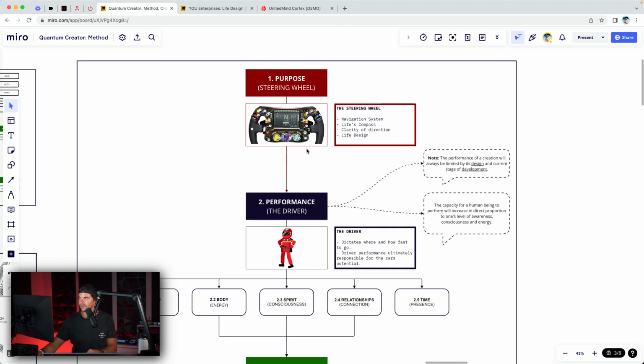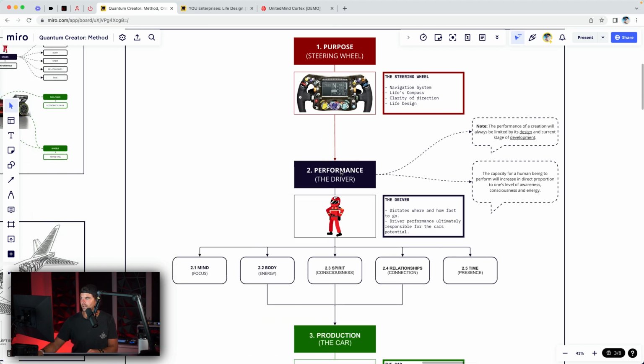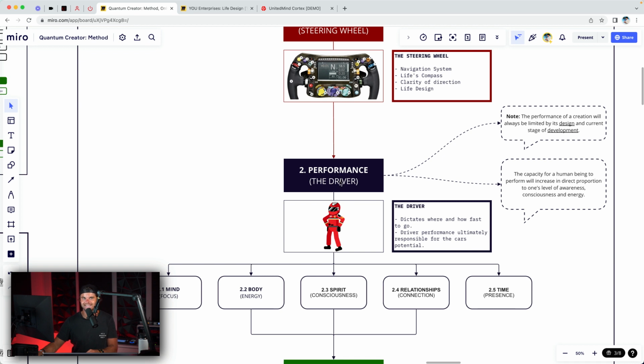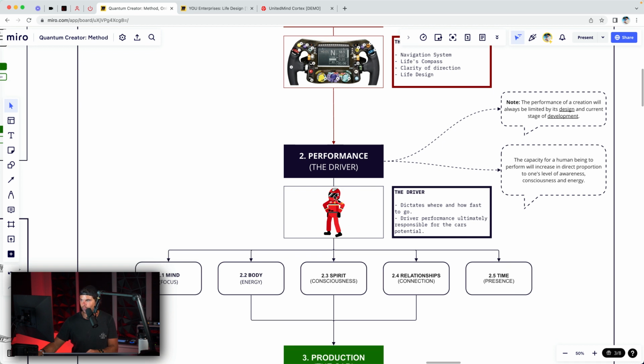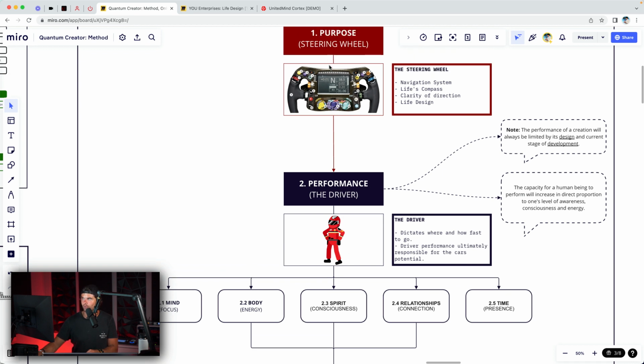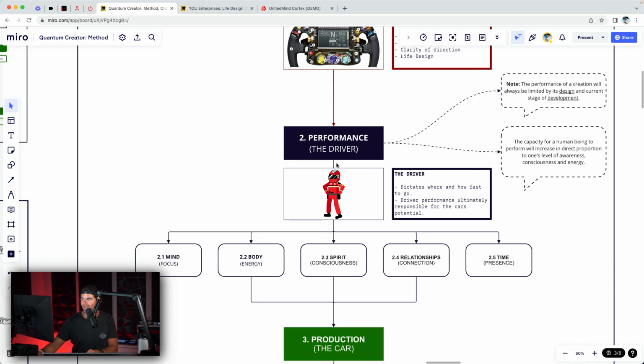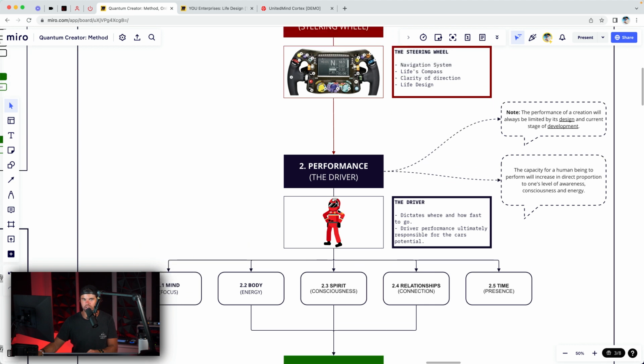The next piece is your performance, which, if the steering wheel is your navigation system and your purpose in life, I like to view performance as the race car driver in the seat. This is you as an operator, because you can have a great steering wheel, but if you have an operator that is not efficient in operating that steering wheel, you're not really going to be achieving what you want. You're not going to be able to advance your purpose at all.